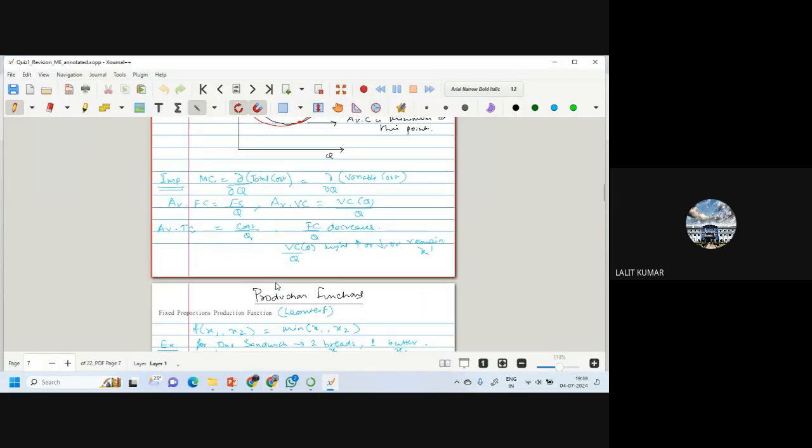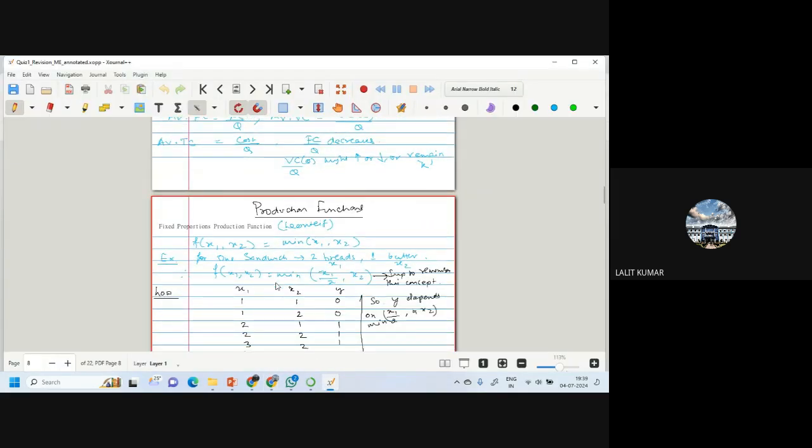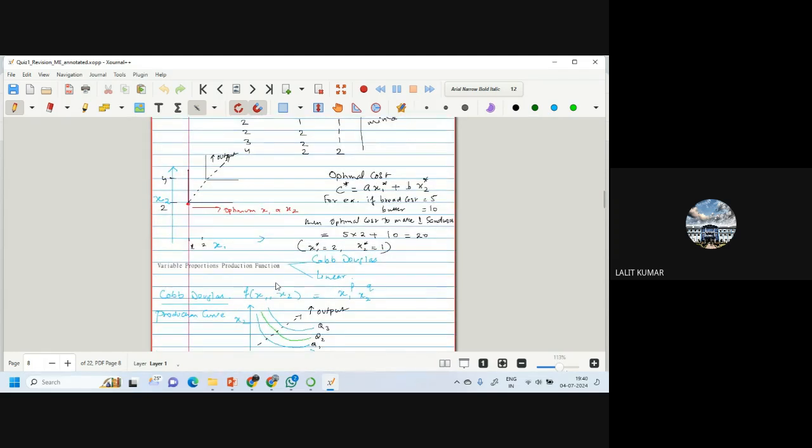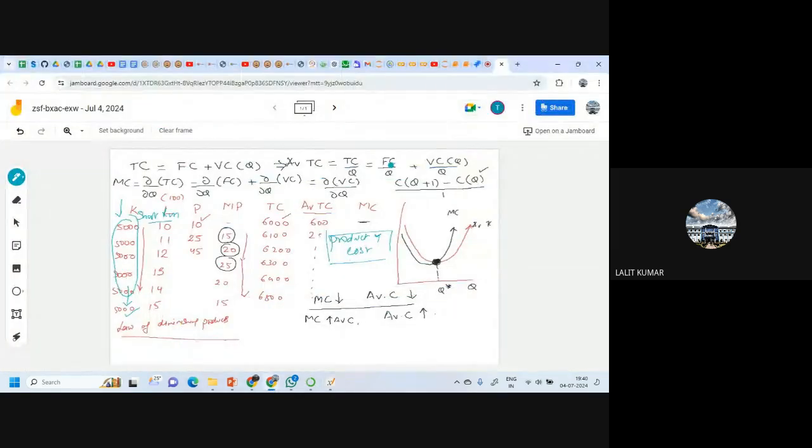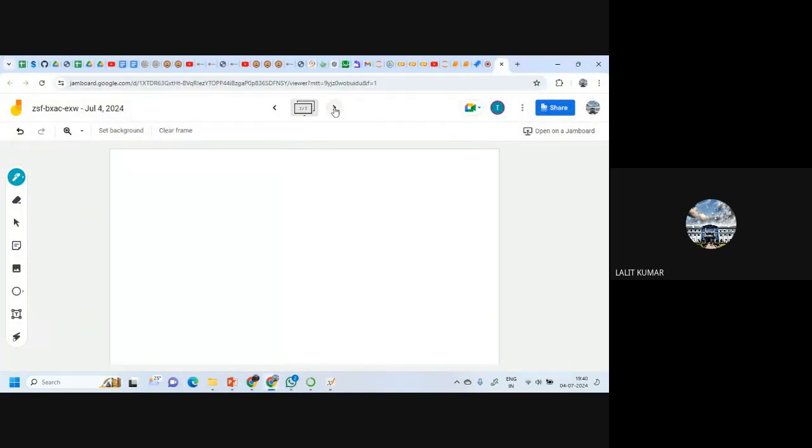Now we come to three production functions. One is the fixed proportion production function, Leontief. Second is variable proportions, in which we have two: Cobb-Douglas and the linear function. I will also cover the Leontief one here, because a question can come on it. There is an example, taken from the lecture: to prepare one sandwich, I need two breads and one butter.